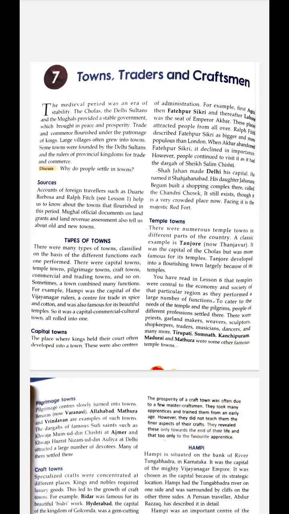Okay, now coming to the pilgrimage town, that is, a pilgrimage center slowly turned into a pilgrimage town. For example, Benares, which is at present known as Varanasi, Allahabad, Mathura and Vrindavan are some examples of such towns. In fact, the dargah of famous Sufi saints like Khwaja Muinuddin Chishti at Ajmer, and Khwaja Hazrat Nizamuddin Aulia at Delhi, attracted a large number of devotees.